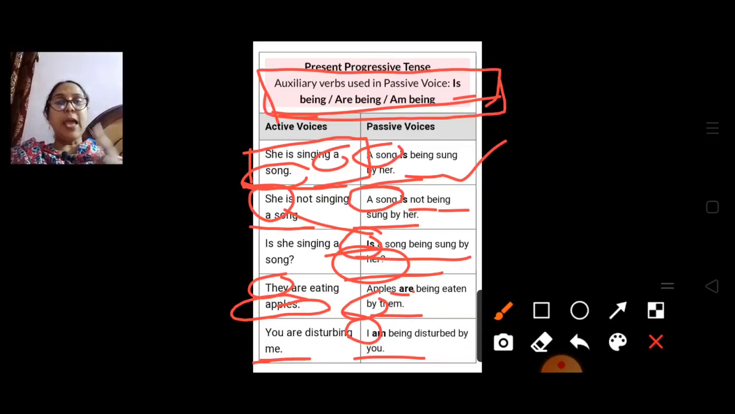Whenever you are making active to passive voice, just remember that is being, are being and am being will be used with the third form of the verb, or you can say past participle, in present continuous tense. So let's see a few more examples of making active to passive voice in present continuous tense.